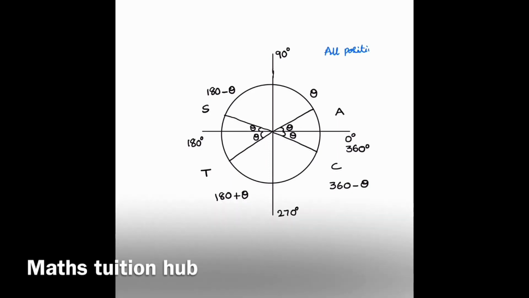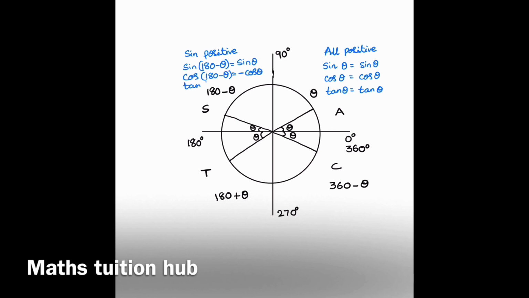Let's learn how the signs of trigonometric functions change in each quadrant. In the first quadrant, sin is positive, cos is positive, and tan is positive. In the second quadrant, sin values are positive, cos values are negative, tan values are negative.